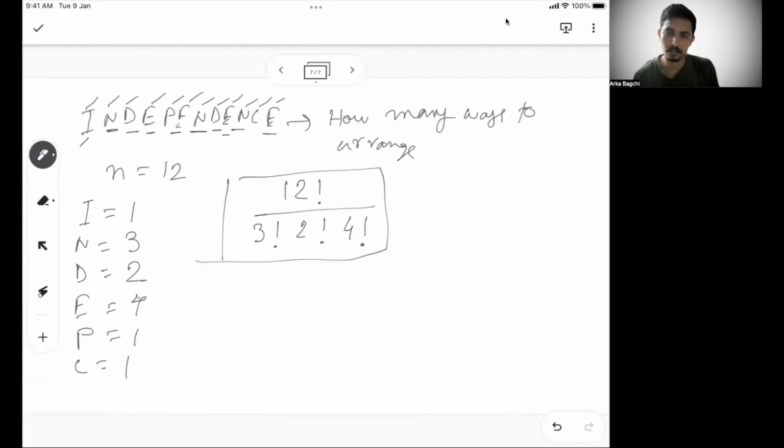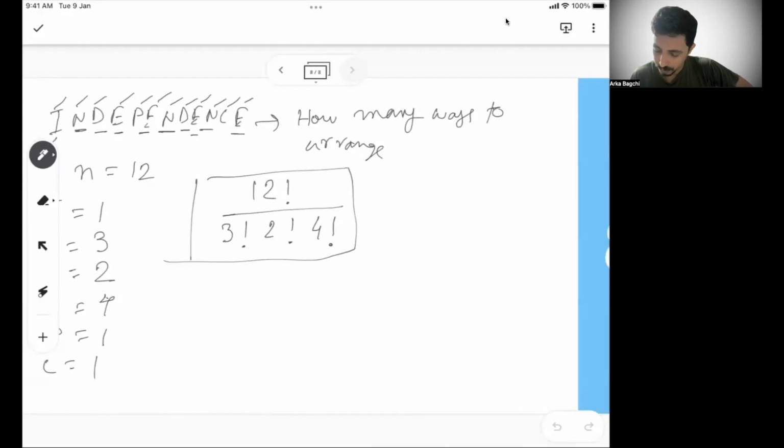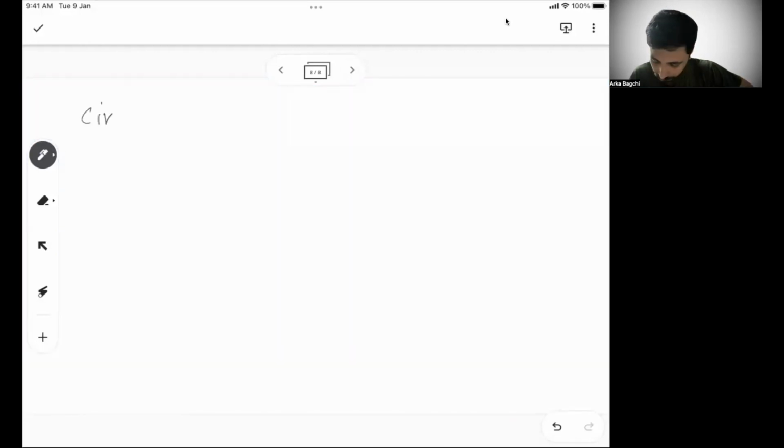So this is another very important part of your permutation combination concepts. The last part we will cover in terms of concept and close the session is basically the circular arrangement.